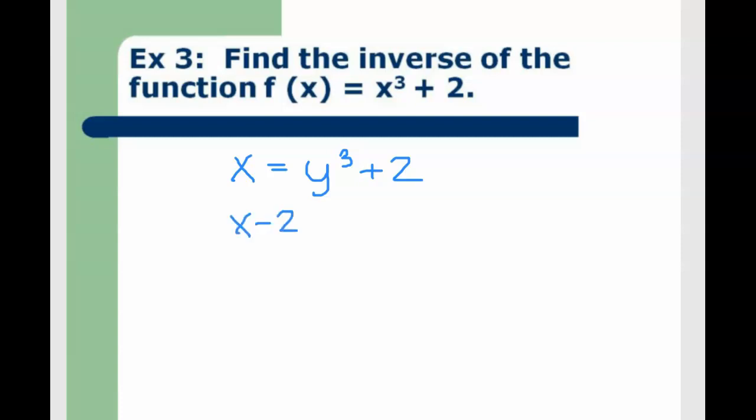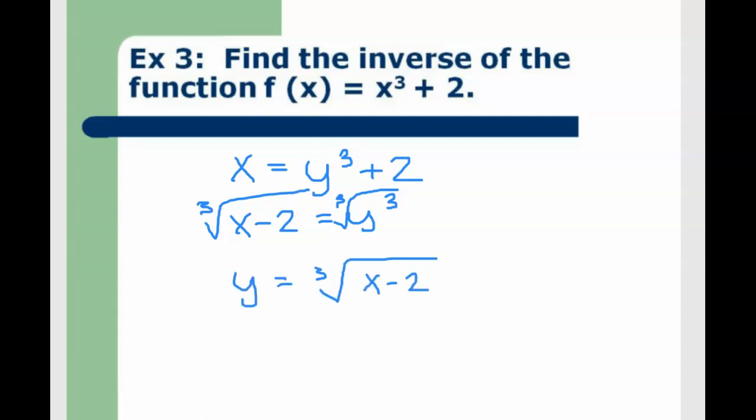So we subtract 2 from both sides. And then to get something that is cubed to be non-cubed, we're going to take the cube root of both sides. So the cube root of y cubed becomes y. So we get y equals the cube root of x minus 2. And the cube root of x minus 2 is thus considered the inverse of f of x.